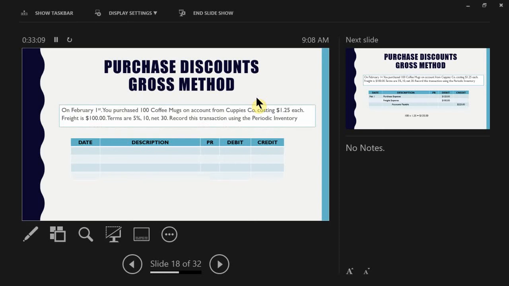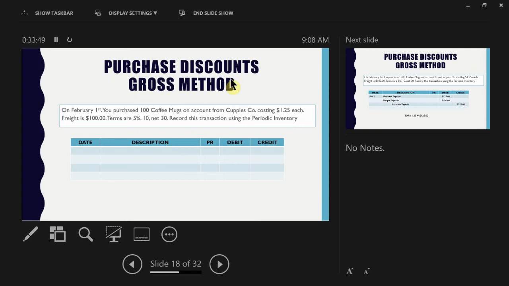So we're going to start with the gross method. This one's a little easier to understand. The first example here is going to be on February 1st. You purchase 100 coffee mugs on account from Cuppy's Co. Okay? And it costs you $1.25 each. Another thing too is that the freight costs you $100 to ship. Terms are 5%, 10, net 30. Okay? So record this transaction using the periodic method.